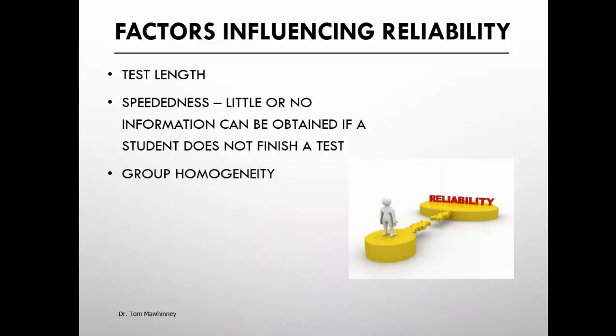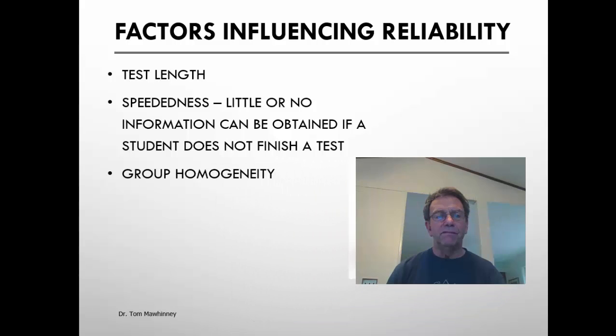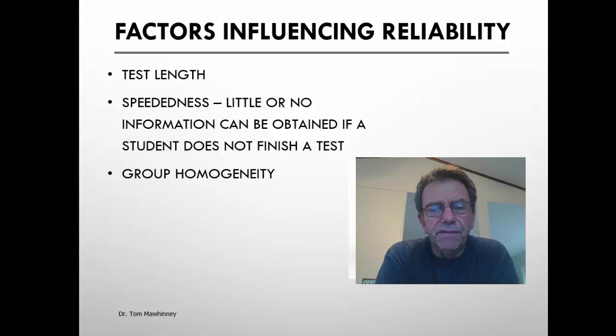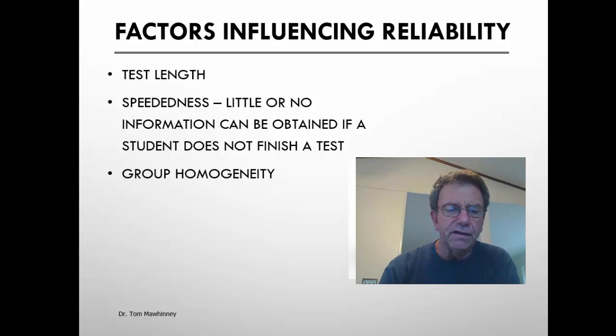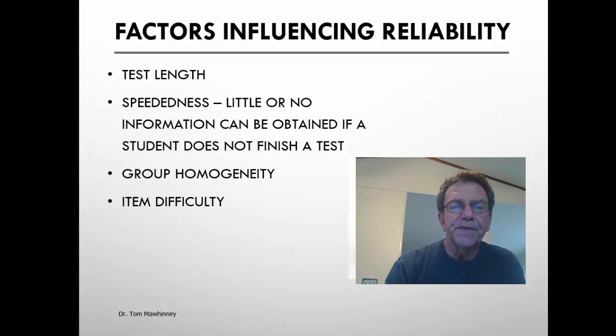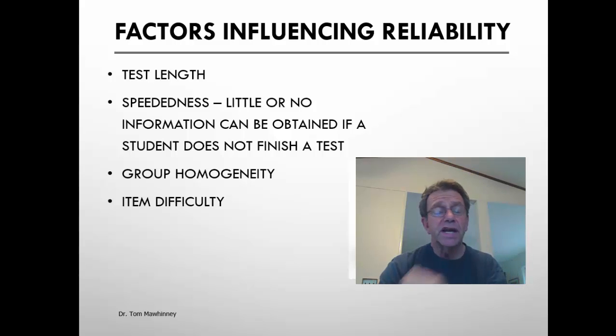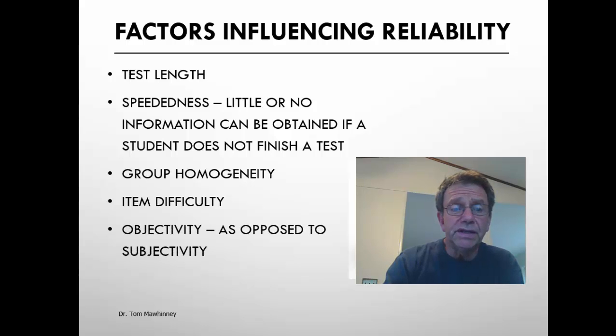Group homogeneity, this isn't something you really need to be concerned about, but if you have the same kind of kids, you're going to get much more reliable results. So if they're all AP students, or if they're all female students, or if they're all white-collar students from good neighborhoods, that's what we mean by group homogeneity, and you're probably going to get very consistent scores that way. Item difficulty, the more difficult your test is, the less reliable it's going to be. As I said before, objectivity, if you have a selective response test, the chances it's going to be reliable are much better than one that's subjective.